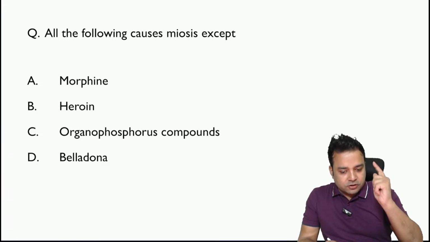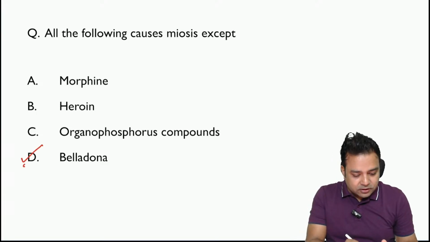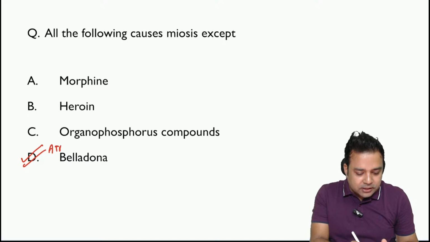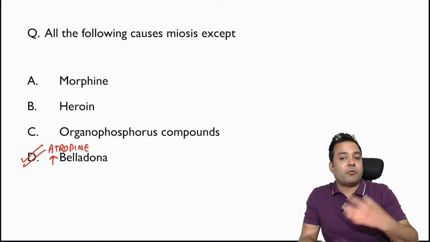All of the following cause miosis except belladonna will be your answer. This is Atropa belladonna. Atropine is a dilator, no? That we all know. So the Atropa belladonna plant gives us atropine, and atropine is a mydriatic.